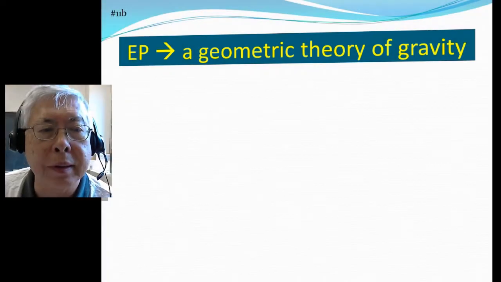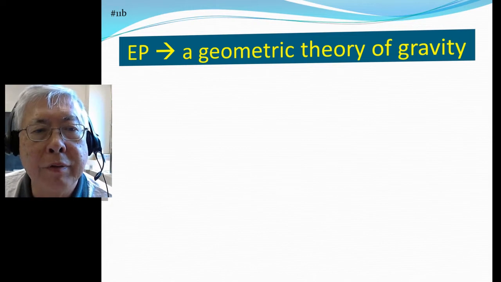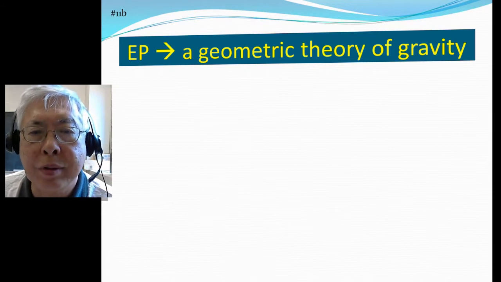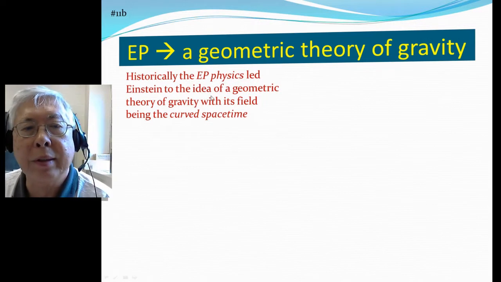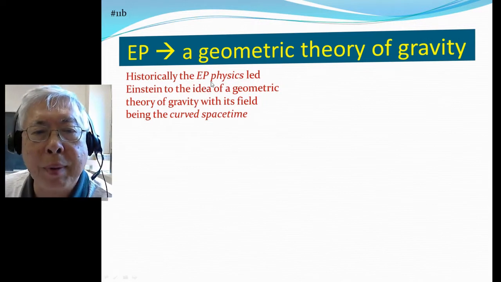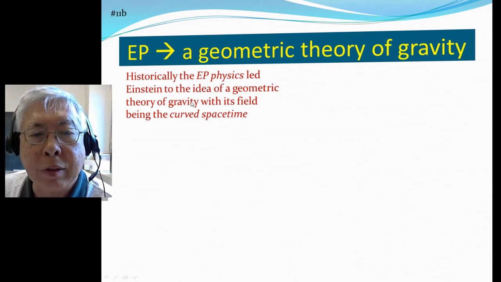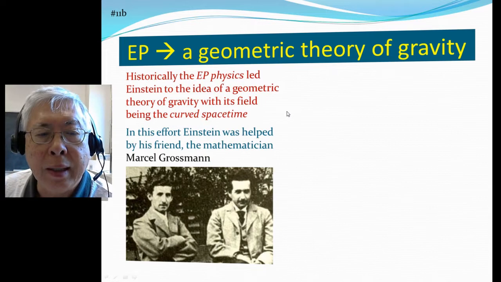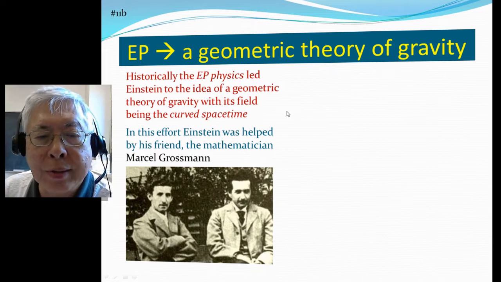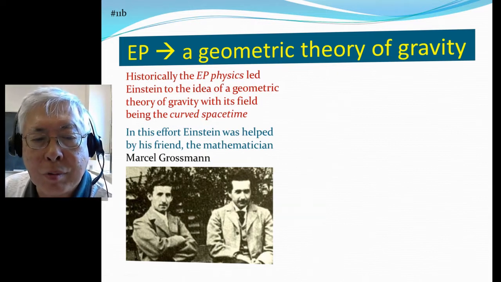We're going to discuss how, starting from the equivalence principle, Einstein got the idea of a geometric theory of gravity, which is GR. By considering the physics implied by the equivalence principle, Einstein got the idea that the gravitational field can be modeled as a curved space-time. In this effort, Einstein was helped by his friend, the mathematician Marcel Grossmann.